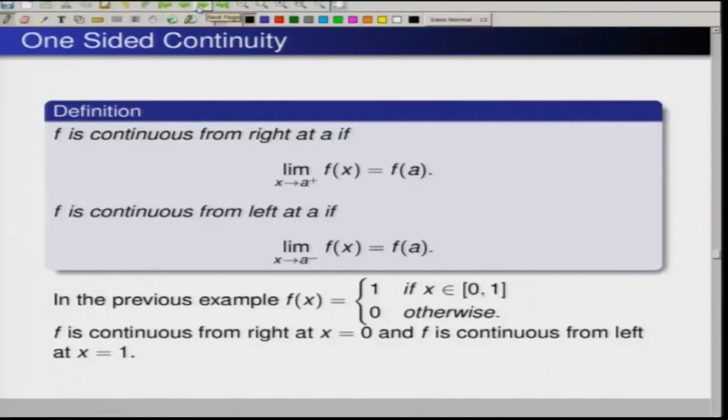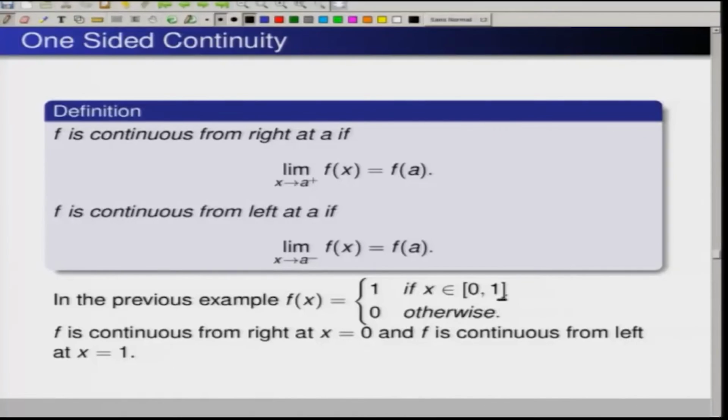Similarly, f is continuous from the left at 1, because from the left you are going to get 1, and that is equal to f of 1, because f is 1 on the closed interval [0, 1]. So this f is not continuous at 1 or at 0, but it is continuous from the right at 0 and continuous from the left at 1.